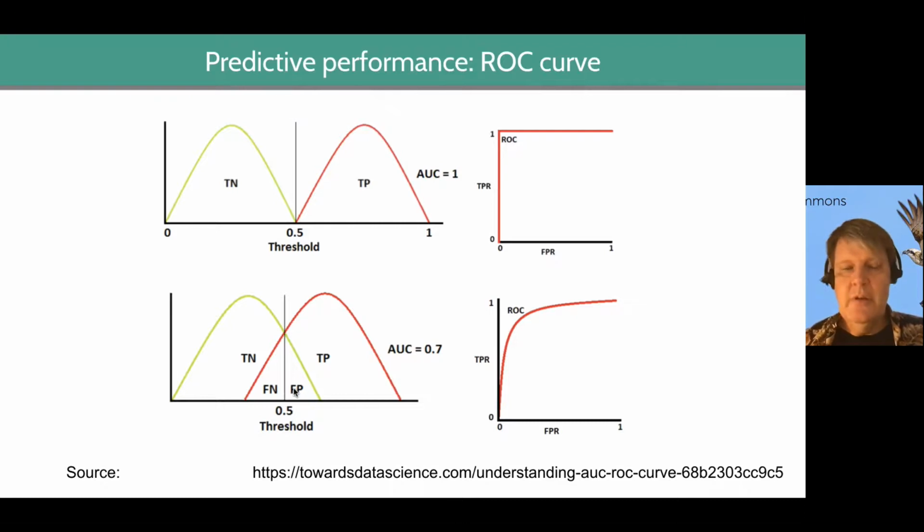But usually, almost always, you have this overlap between true negatives and true positives, where you have some false negatives and you have some false positives. So as your threshold varies, this curve varies and your AUC shrinks. This incidentally is from Toward Better Science, so that's the website where I grabbed this from. It's a great site at explaining some of this stuff.